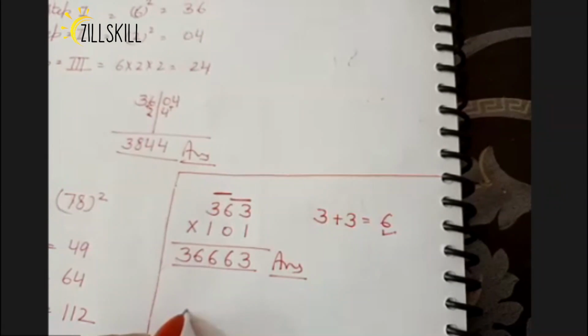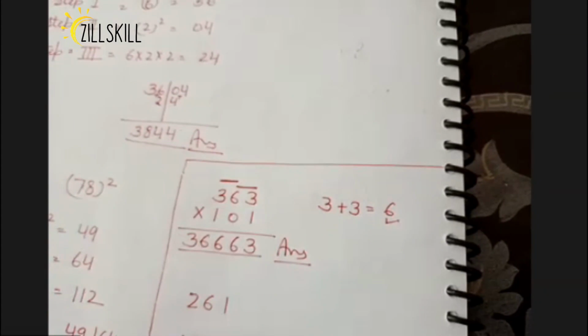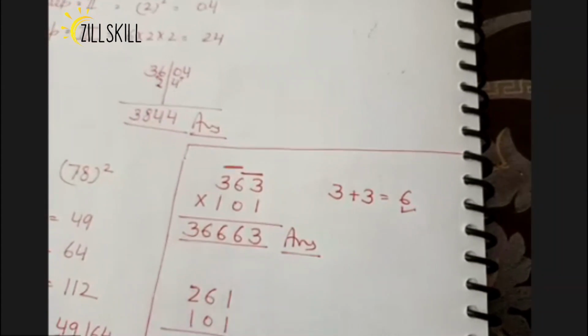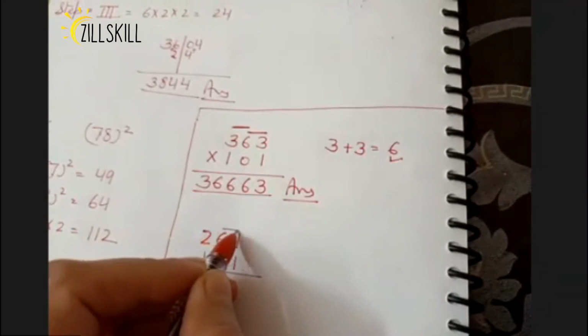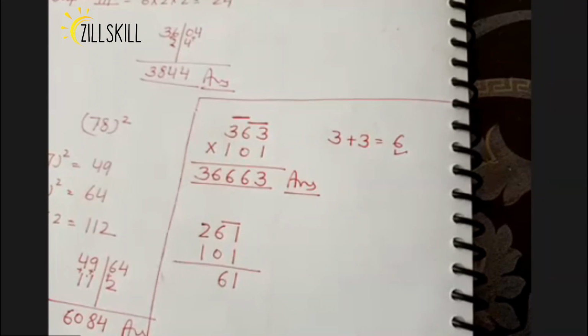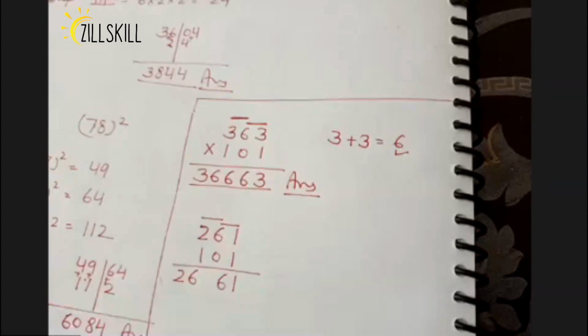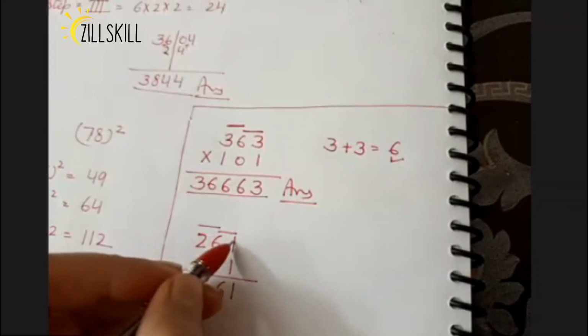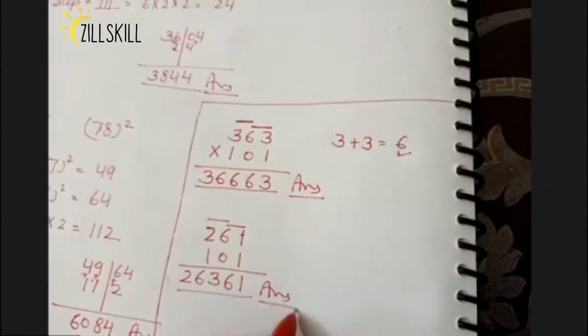One more example: 261 into 101. Next, first of all take 61 and put it on the right side, 26 on the left side, and 2 plus 1 is equal to 3, and that is our answer.